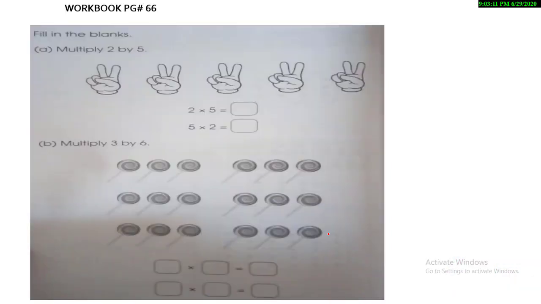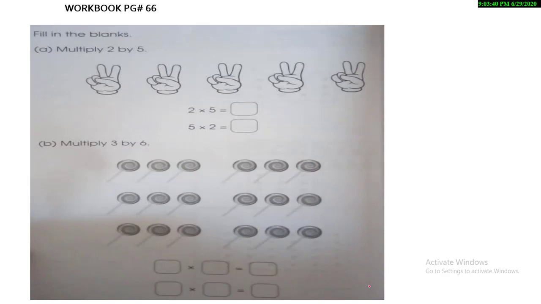Okay, now workbook page number 66. Take out your next workbook page number 66. It is just like the blanks that we solved in a previous page. That's why this work is very smooth, just like a smoothie, or you can say a chocolate mousse. So this work is very easy. I hope that you guys know how to do it.